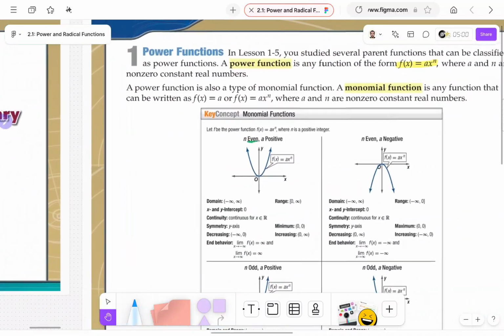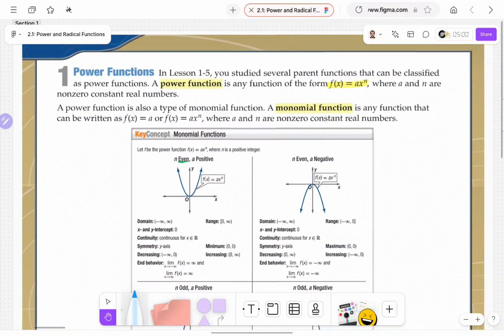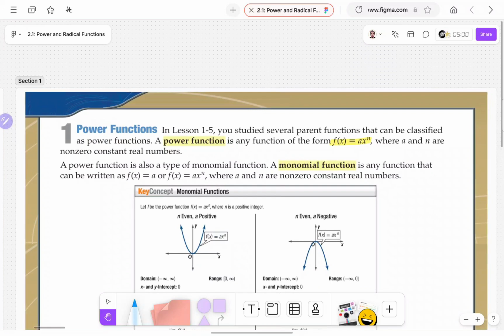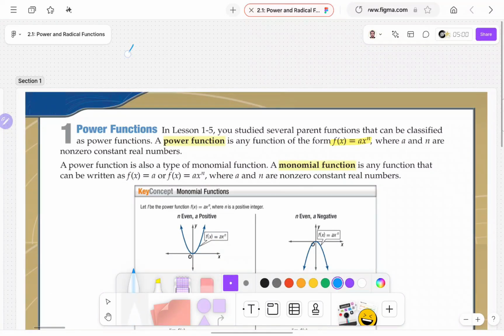Okay, now from its name it's saying power function. Power functions mean any function that has a power, which means x to the power of 2, x to the power of 3, x to the power of 4. So it's written like this: x to the power of 2, x to the power of 3, x to the power of 4, x to the power of 5. So all of these are considered power functions. What's the difference between these functions? I just explained them before.